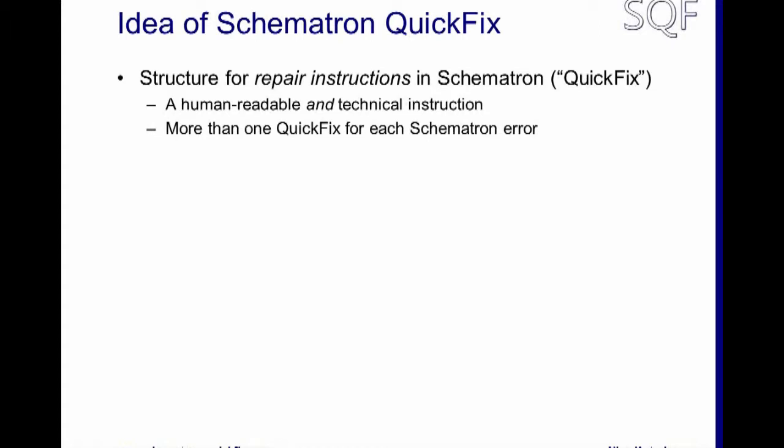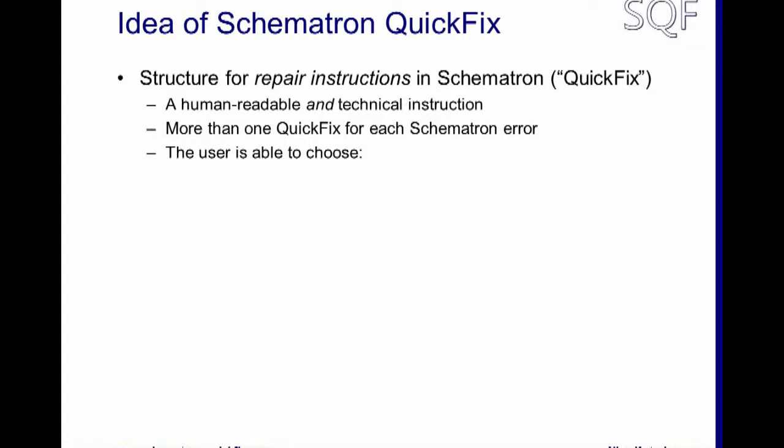And we need almost no error is just fixed by one way. There are many cases where we need more ways to fix this error, because in this context this is the right fix, and in this other context another fix is the right way. And the user should be able to choose for every Schematron error the fix, one fix.